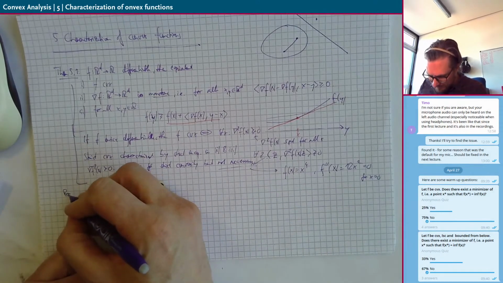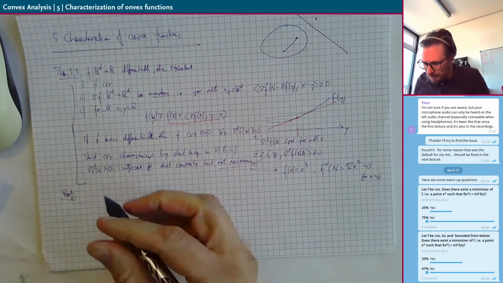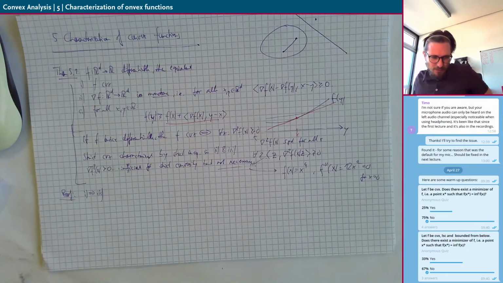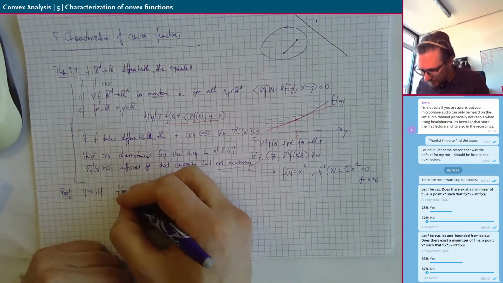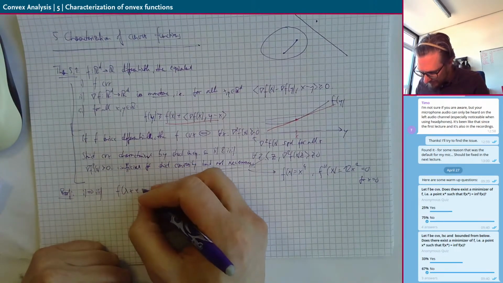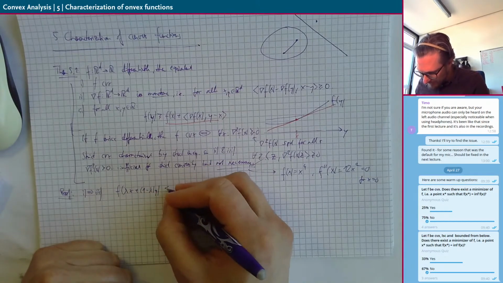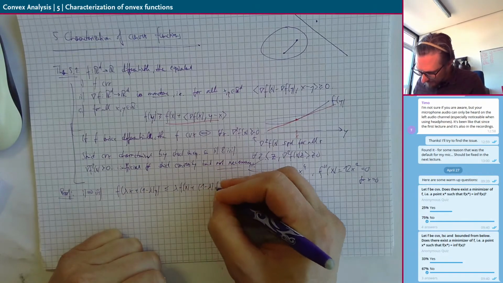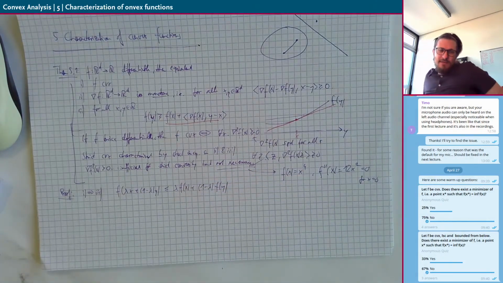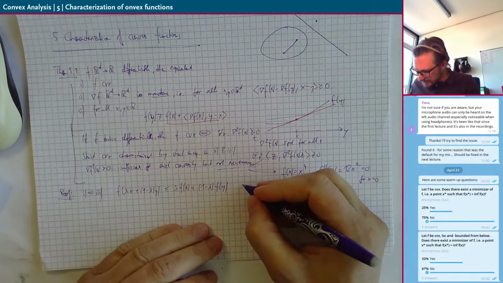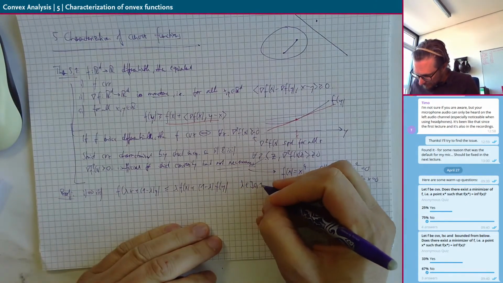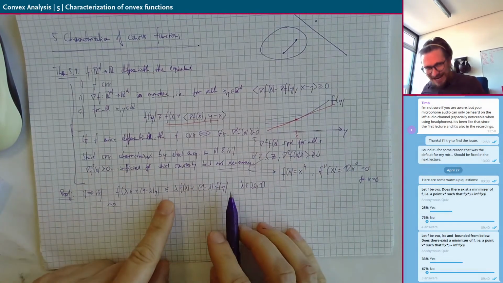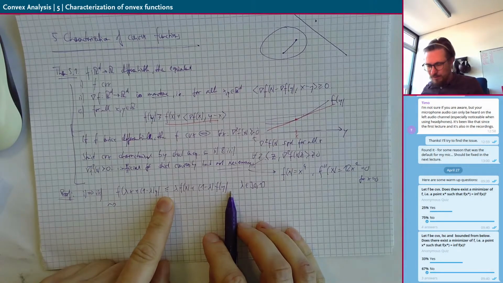Okay, let's prove the rest of the equivalence. Let's first start with 1 implies 3. What we do is we take the convexity inequality, so f of lambda x plus 1 minus lambda y is smaller or equal to lambda f of x plus 1 minus lambda f of y. And then we rearrange 2, so we take lambda positive but smaller than 1. And then we subtract f of x on both sides.